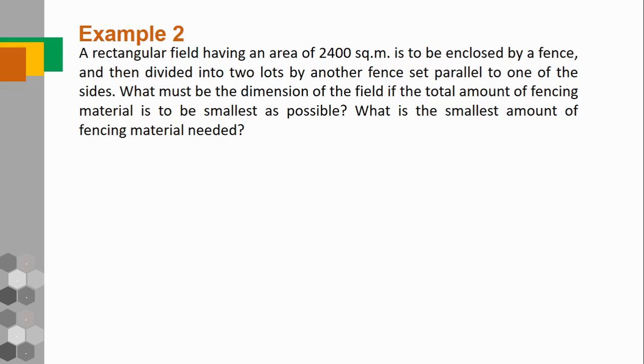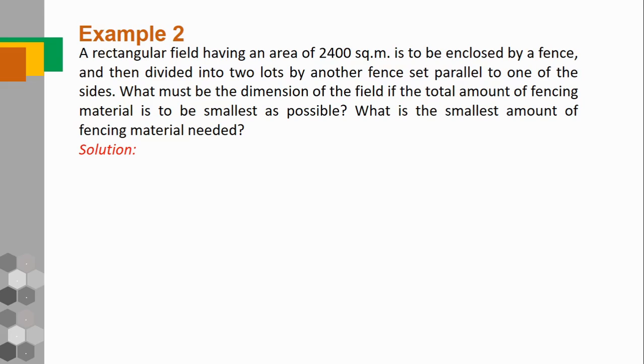Example number 2. A rectangular field having an area of 2,400 square meters is to be enclosed by a fence, and then divided into 2 lots by another fence set parallel to one of the sides. What must be the dimension of the field if the total amount of fencing material is to be smallest as possible? What is the smallest amount of fencing material needed?